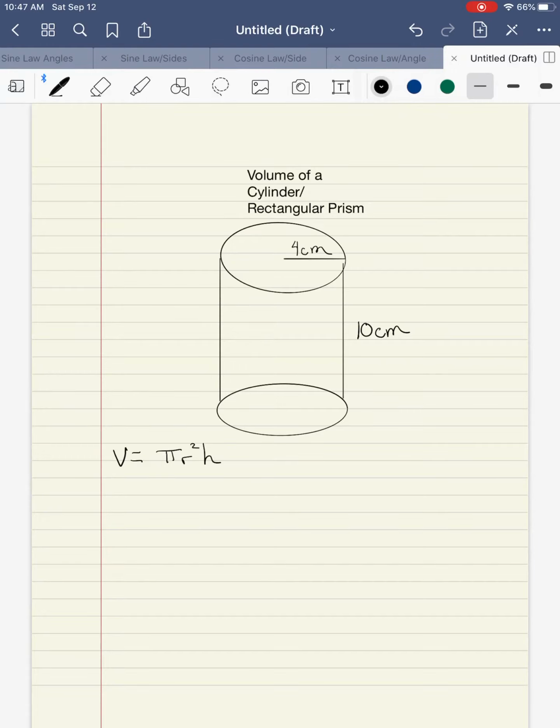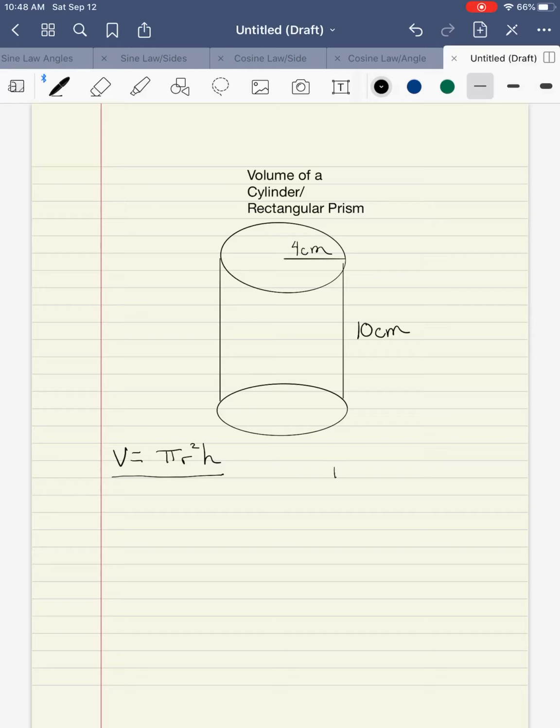Okay, we're going to look at how to calculate the volume of a cylinder and a rectangular prism in this video. So I have my cylinder all set up here. Here's the formula we want to use. V for volume equals pi times radius r squared times height.